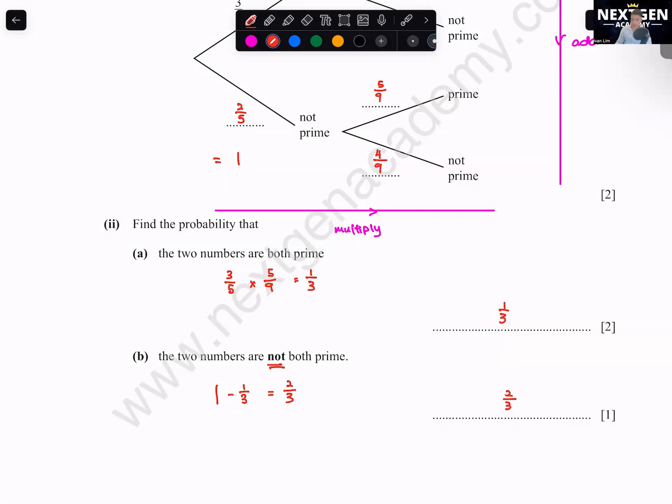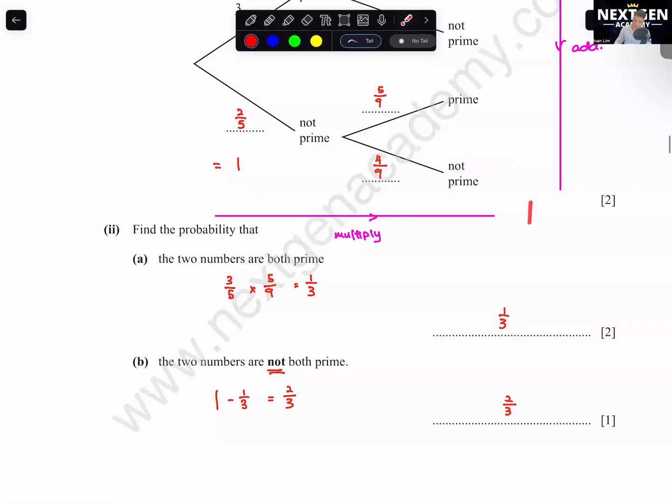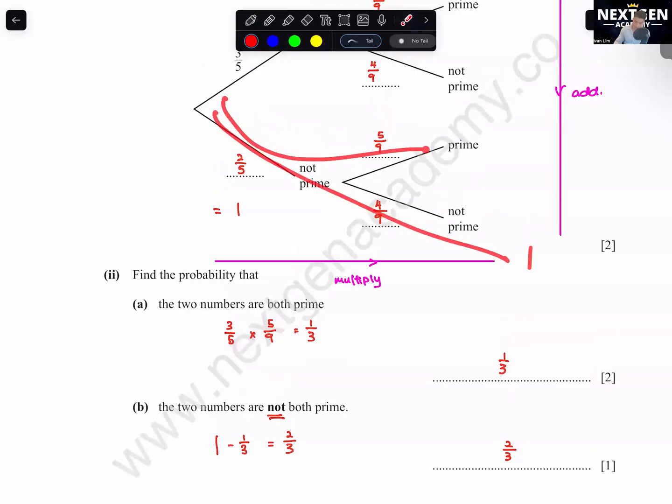Okay, don't just take not prime and not prime. You have to take all these paths, in fact. It means you have to take this path, and this path, you add it all up together. But since it's a 1 mark question, normally the working should be shorter.